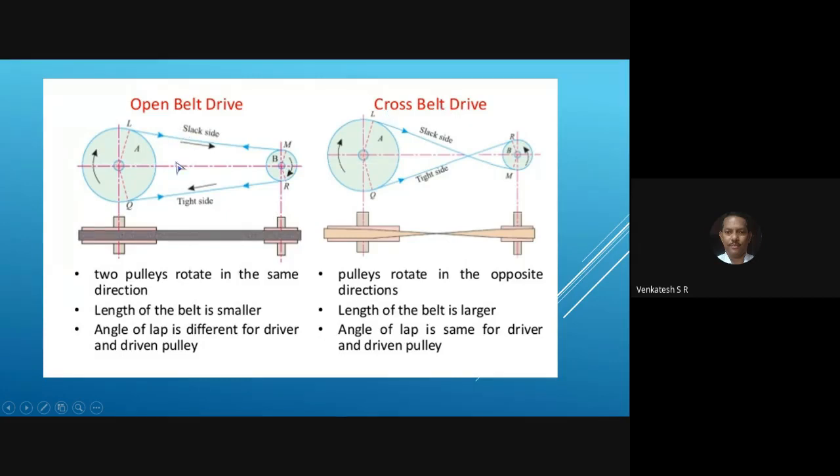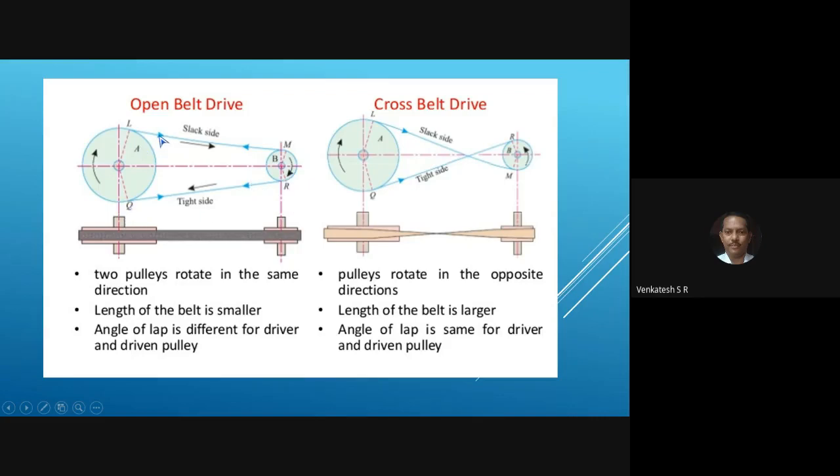All of you, please write down the diagram. Draw two circles and connect the two centers. Draw the vertical line like this and show the points L, Q in the driving pulley, and M, R in the driven pulley with your dotted line. Mention this is LM and this is QR.